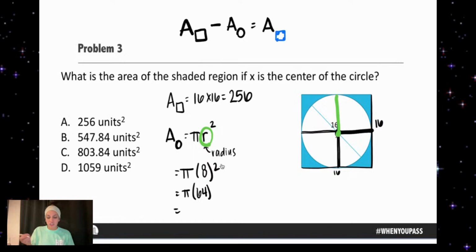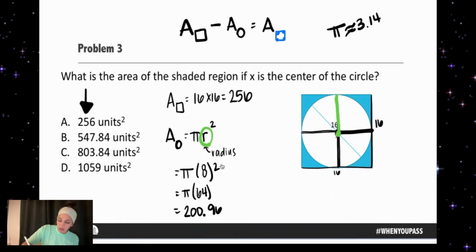And I am going to use, because I see that none of my answer choices have the actual pi symbol and they all are full numbers, I'm going to use 3.14 as my approximation for pi. So 3.14 times 64 is 200 and 96 hundredths. That's the area of the circle.